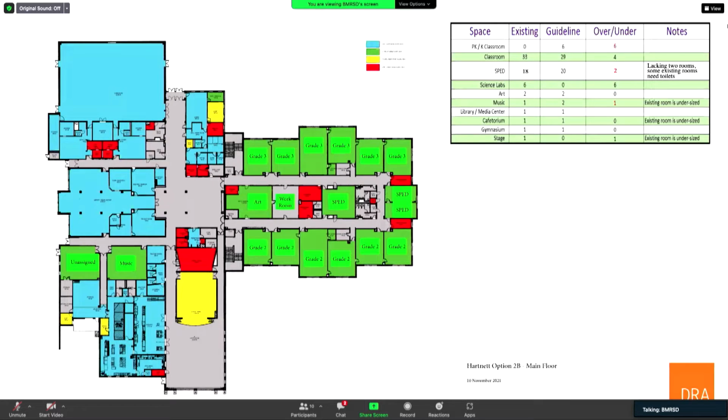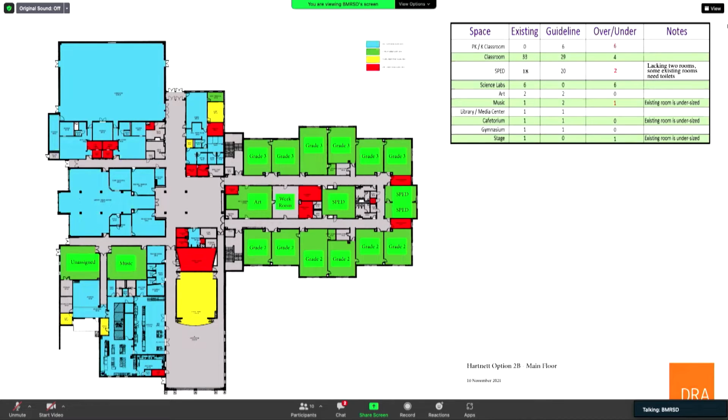SPED, we have 18, you need 20. Science labs, you have 6, you need 0. So you'll see what you start to take science labs and make them into classrooms. The science labs are a good size for a classroom as well. So on this main floor that we're on, we end up with one unassigned room, which is one of the tech ed rooms right behind me. And that's just arbitrary on my team's part as we fill in spaces.